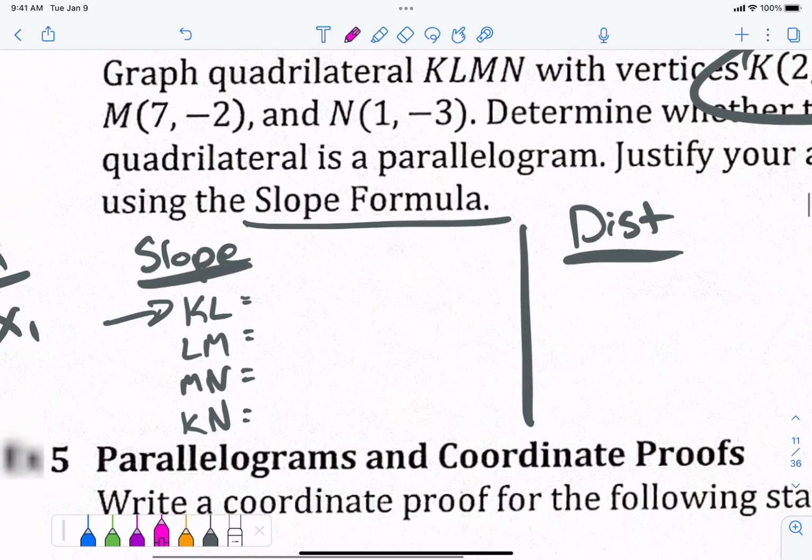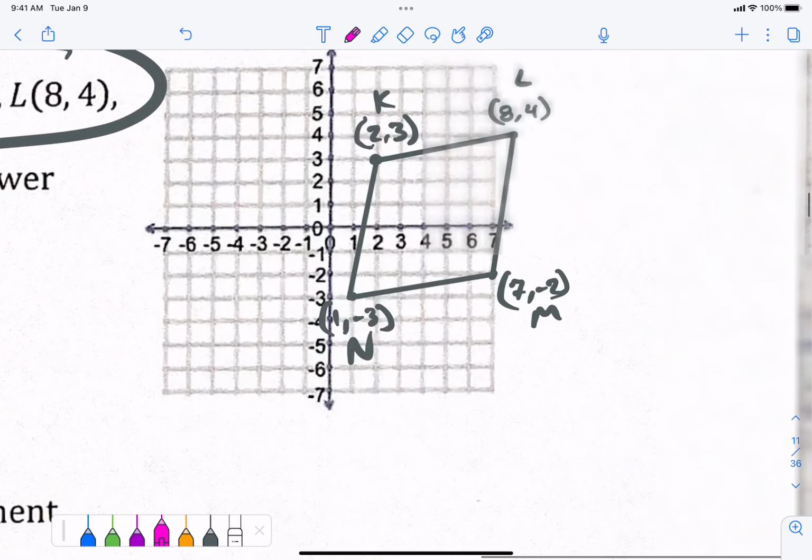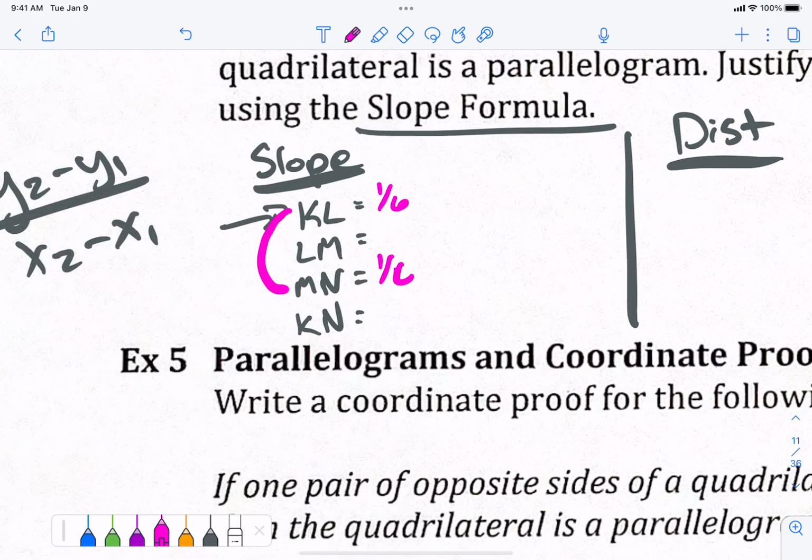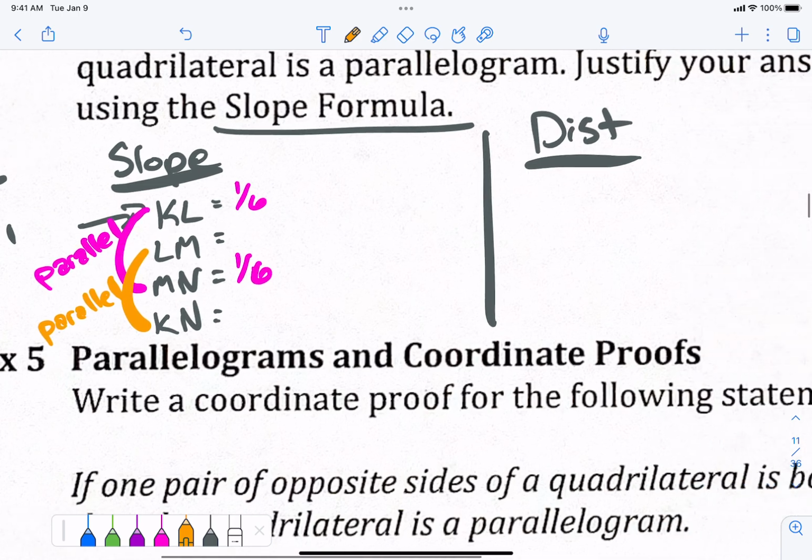Now, I want which other side to also be 1 over 6? MN, right? Is MN 1 over 6 also? Yep. So that means that those guys are parallel. Now I just need to do these two and see if they are parallel also. And if they are, that means this is a parallelogram, and we have proved it.